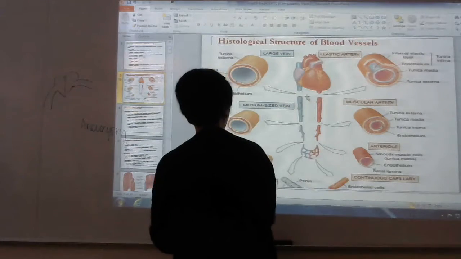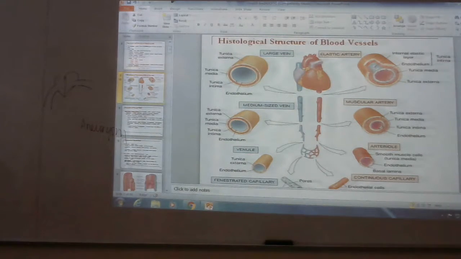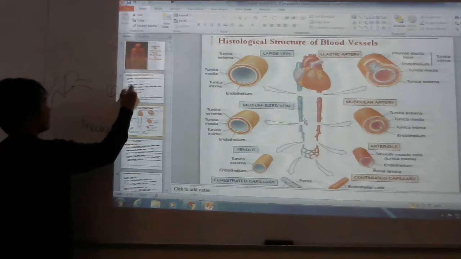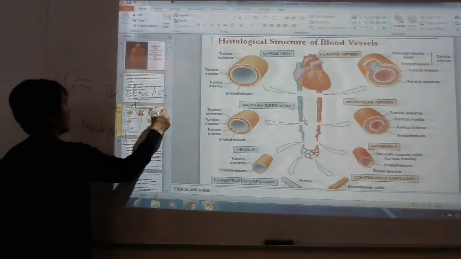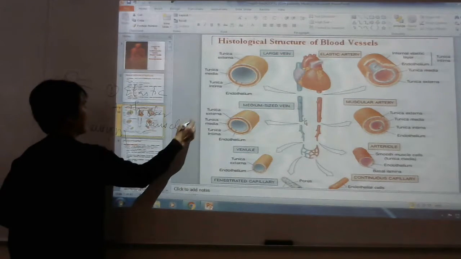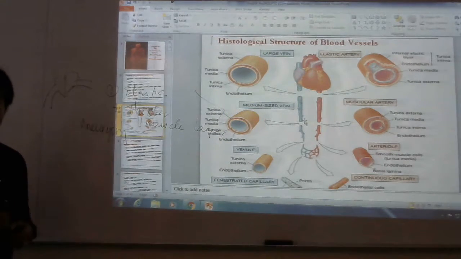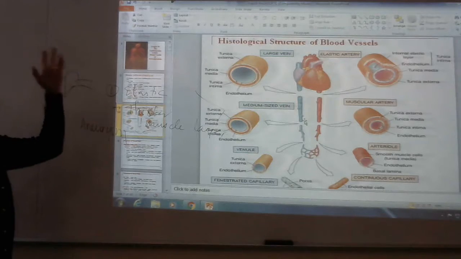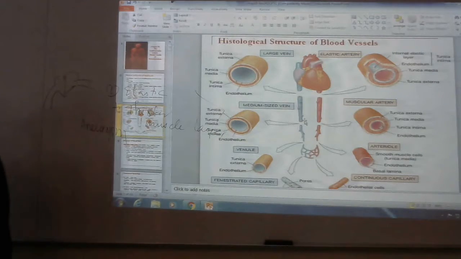So arteries also have a thicker muscle layer. Thicker muscle layer. What is the importance of the elastic fiber plus thicker muscle layer? Why do arteries need these two important features? Elastic fiber, it's a double layer of elastic fiber. And it has a thicker muscle layer. It's very good. That's right.